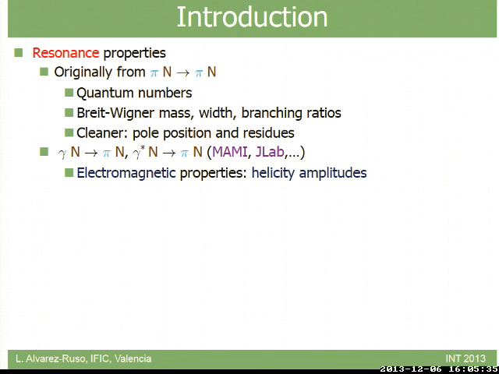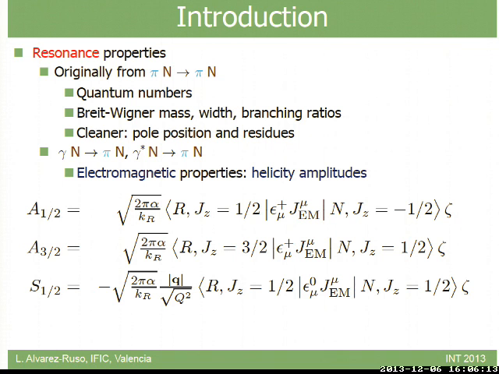So it's been like 15 years or maybe more that we have decent data on pion photoproduction, and that opened the door to electromagnetic properties that are usually parameterized in terms of helicity amplitudes. I don't know if there is a deep reason for that, or it's simply a historical reason, but this is what is usually obtained in the analysis.